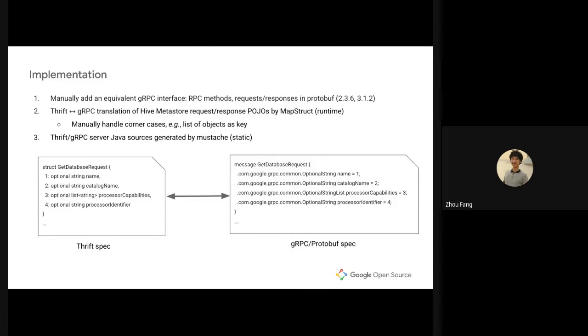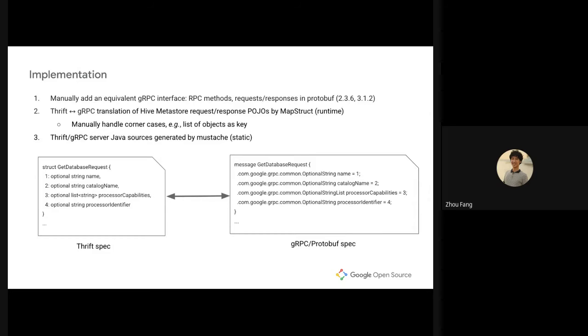So after we have the gRPC interface defined, the next step is about what the proxy should do. When it receives a Thrift request, it needs to translate it into a gRPC request, and similarly for responses. So what the proxy does is actually converting a Thrift Java object to a gRPC Java object. We do it using MapStruct, which is a runtime mapper of Java objects.